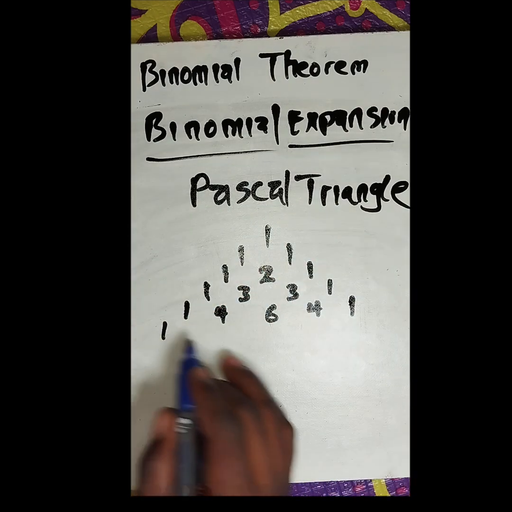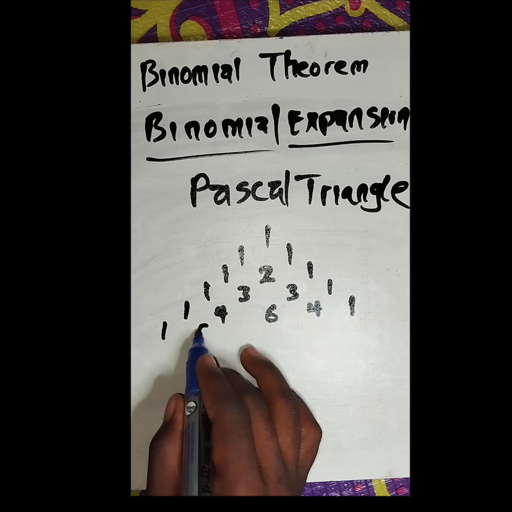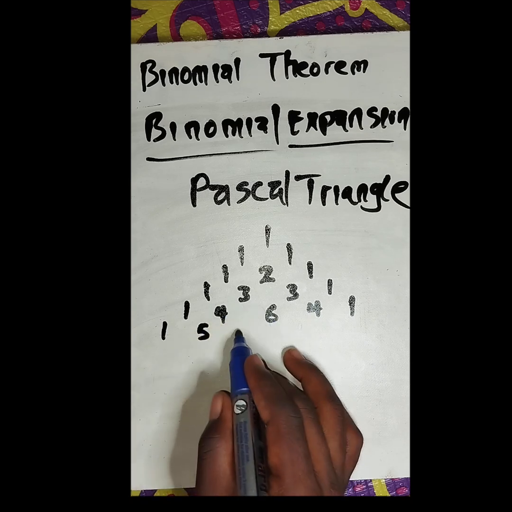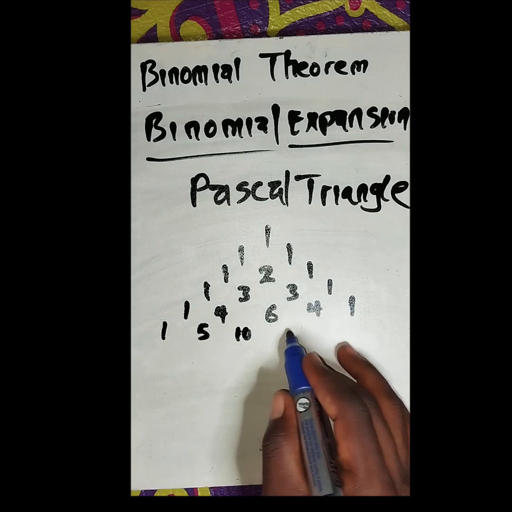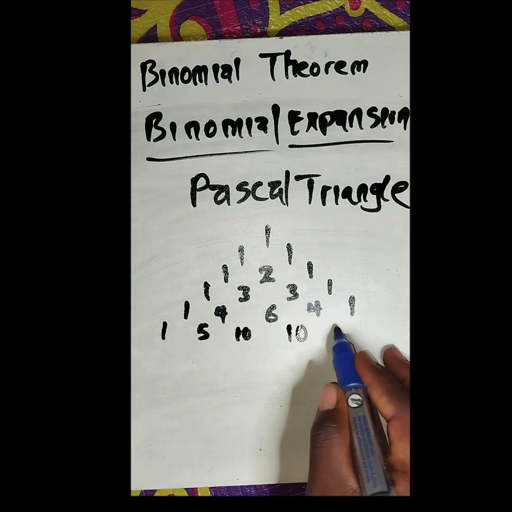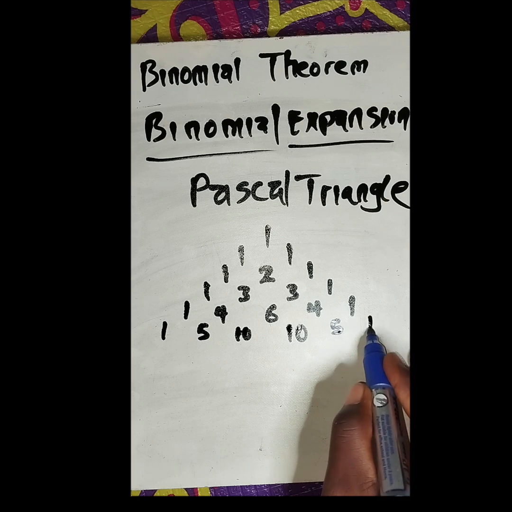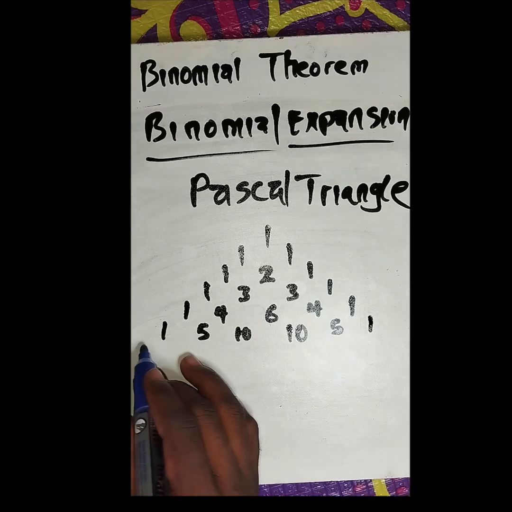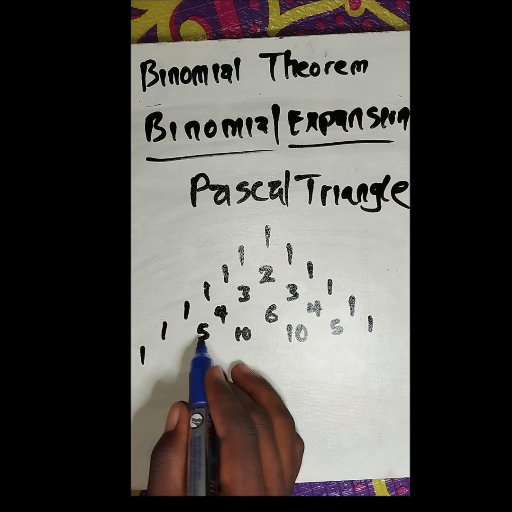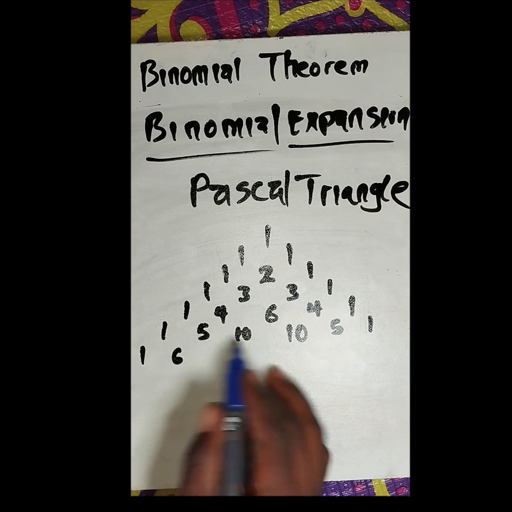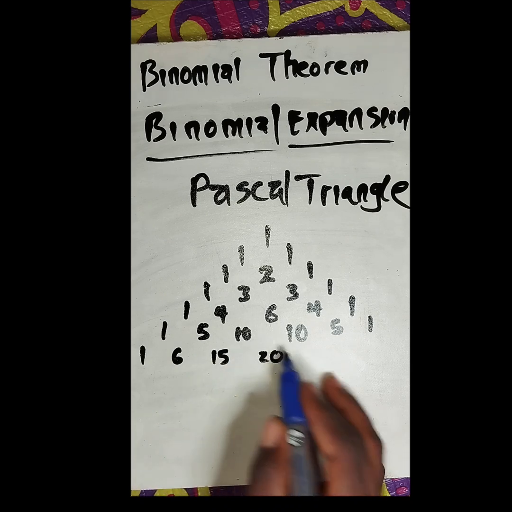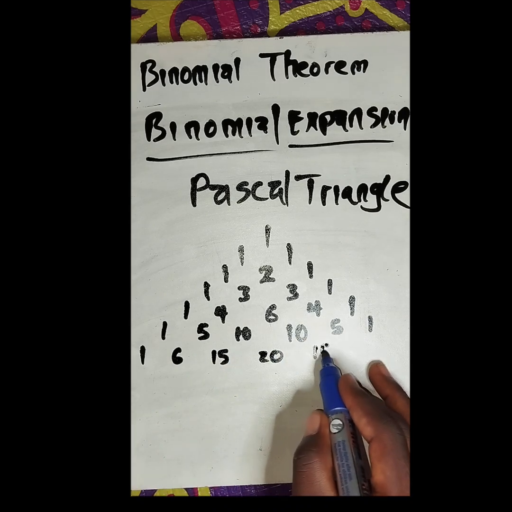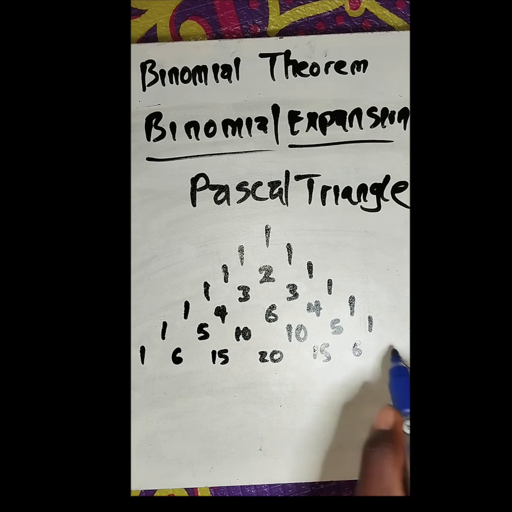Let's go again. 1 plus 4, 5. 4 plus 6, 10. Make sure you are writing at the middle, center. 6 plus 4, 10. 4 plus 1, 5. And 1. In fact, you can keep going. Let's go one more. 1 plus 5, 6. 5 plus 10, 15. 10 plus 10, 20. 10 plus 5, 15. 5 plus 1, 6. And 1.